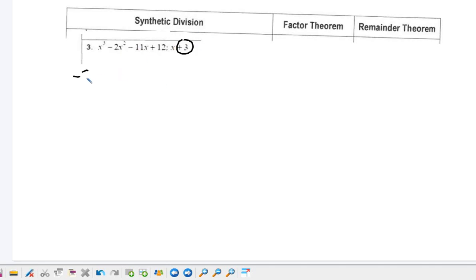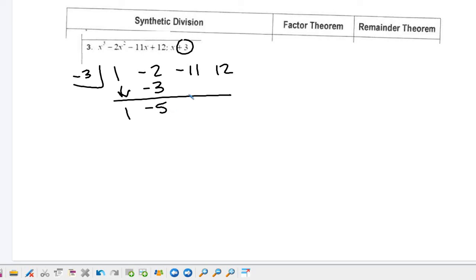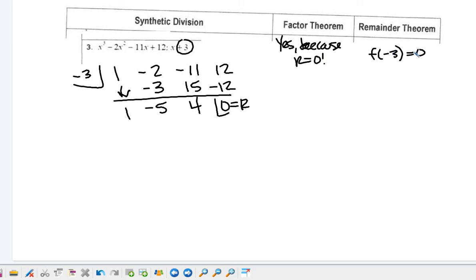So opposite, negative 3. 3, 2, 1, 0. So 1, negative 2, negative 11, 12. 1. Negative 3 times 1 is negative 3. Negative 5. Multiply 15. So yes, because the remainder is equal to 0, which means f of negative 3 is equal to 0 if I was writing the answer for remainder theorem.